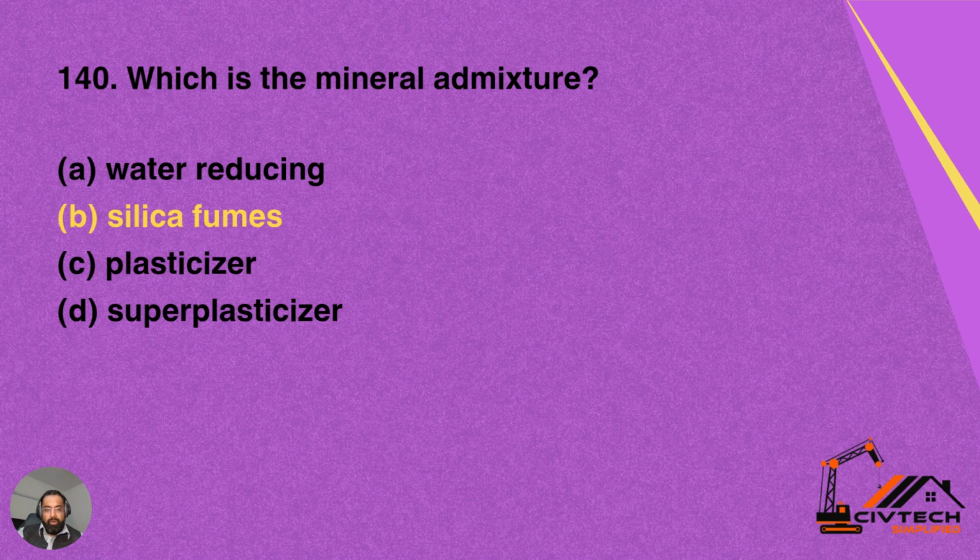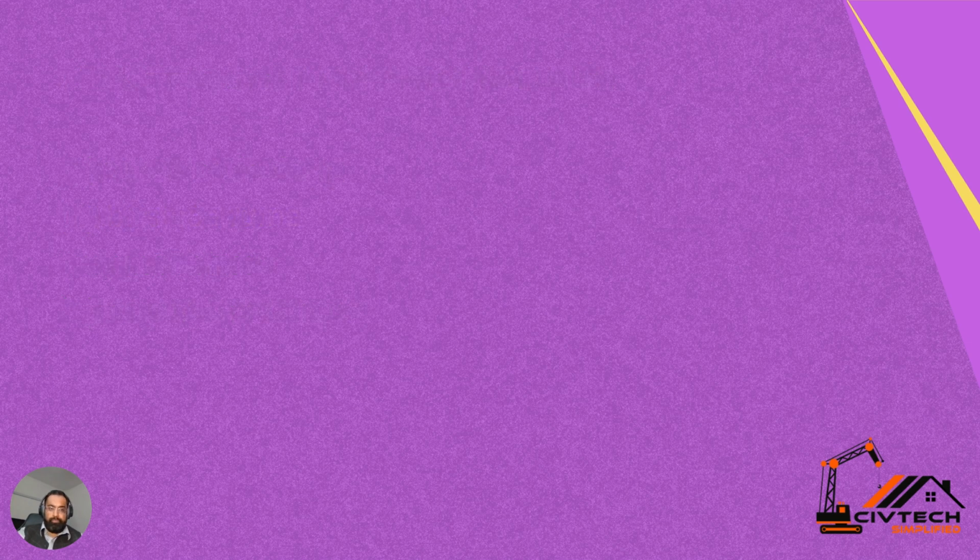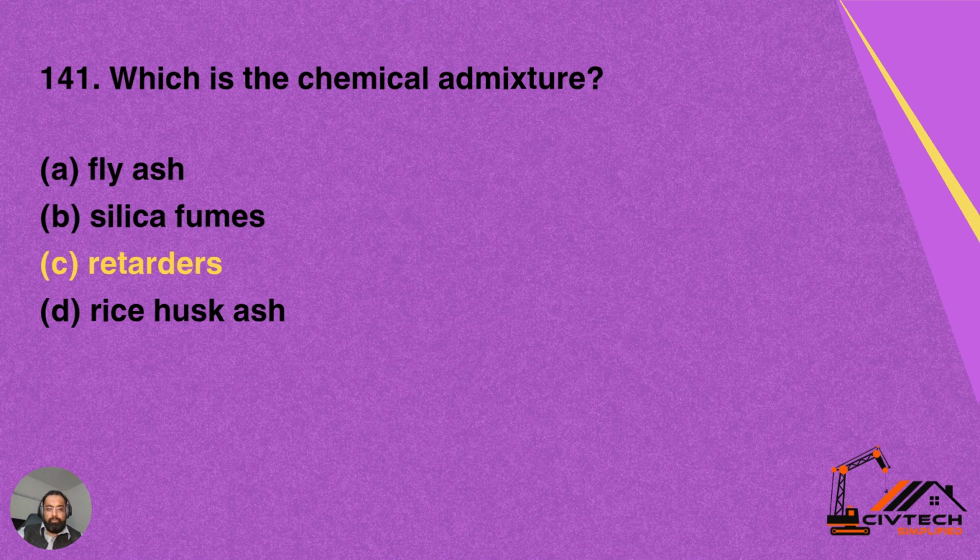140. Which is the mineral admixture out of the following? Option A, water reducing. Option B, silica fumes. Option C, plasticizer. Option D, super plasticizer. So the mineral admixture out of these is silica fumes. Option B is the correct answer for this question.